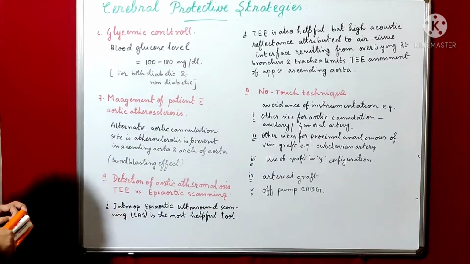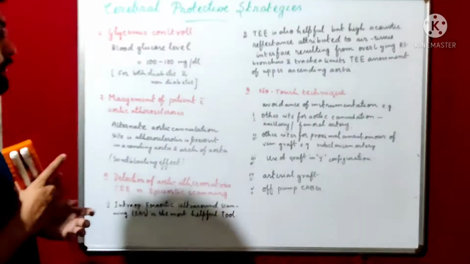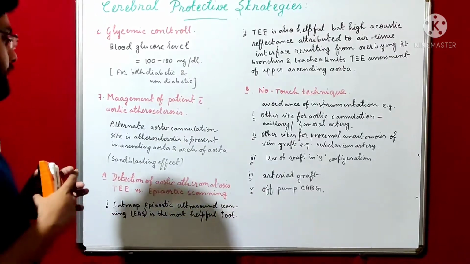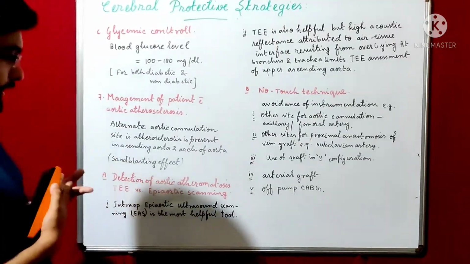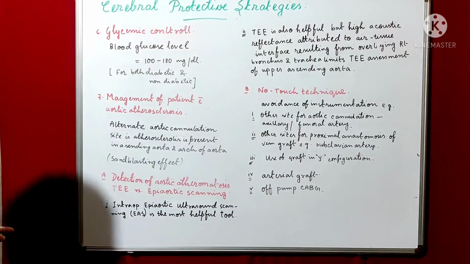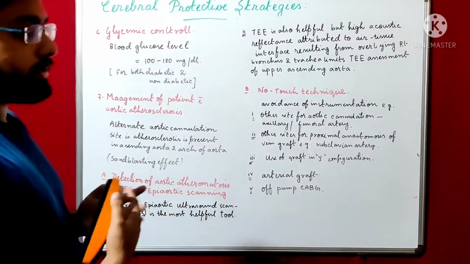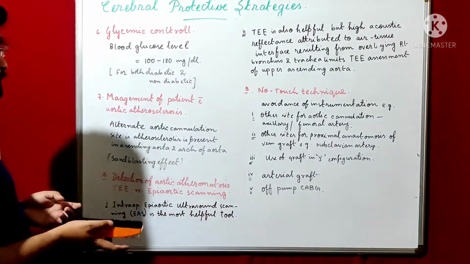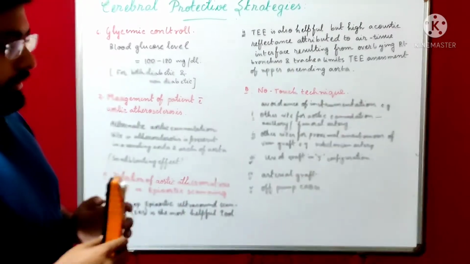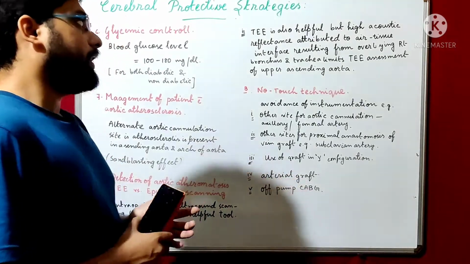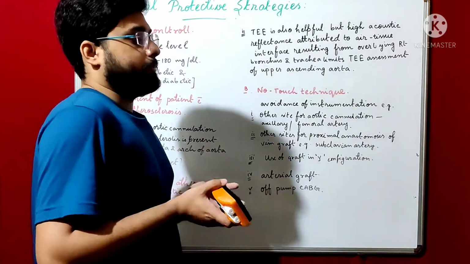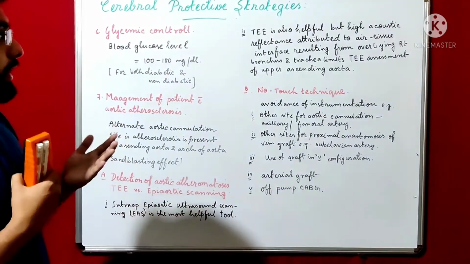Now, what are the management strategies? First, we have to detect if there is aortic atherosclerosis. For that, there are two ways. We can use either TEE or epiaortic scanning. Between them, epiaortic scanning is the most helpful tool and the best way to detect aortic atheromas, whereas TEE is also helpful, but limited due to high acoustic reflectance at the air and tissue interface.